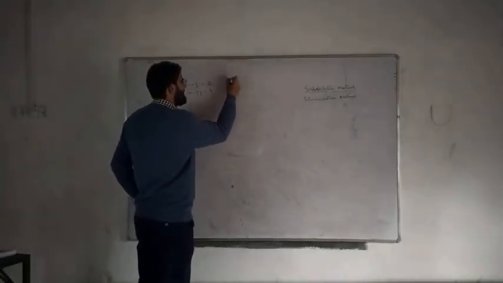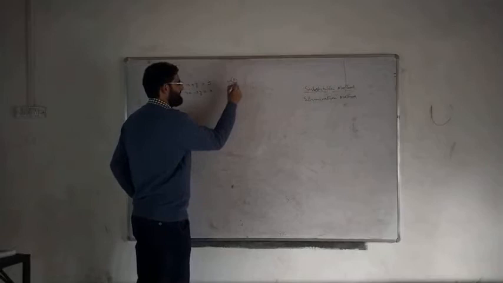to 5, and the second equation is 2x minus 3y is equivalent to 4. This is equation number 1 and this is equation number 2.